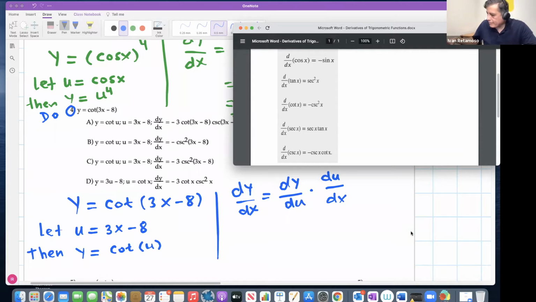Yeah, and remember, in the end, you must express your answer completely in terms of x, right? U is just a tool, an aid to get this done, right? Yeah, it's called the chain rule in its first form, its basic form, right? Marcus, very good.